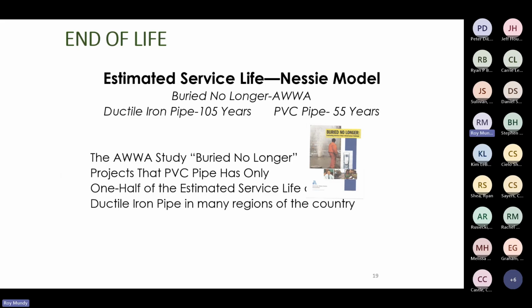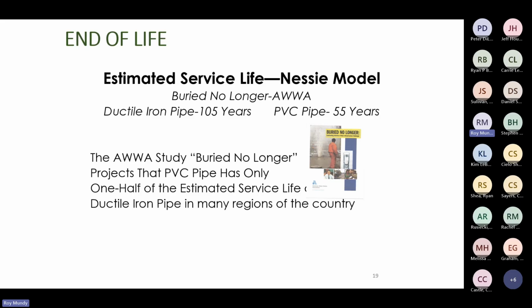So the first place that the University of Michigan turned in terms of looking at estimated service life in regard to these particular materials was AWWA. And I don't know how many on the webinar today have read or seen the Buried No Longer report that was published by AWWA. Actually, one of the first reports that came out that named the T word, the $1 trillion word, in terms of just replacement of water infrastructure in this country.